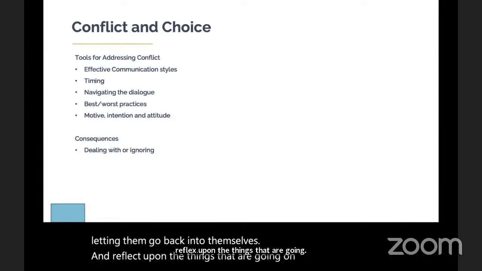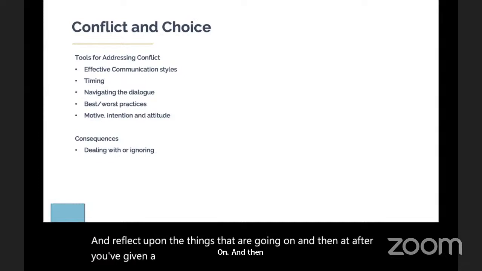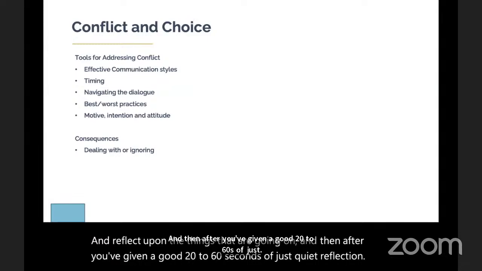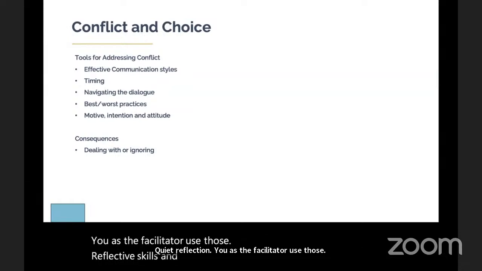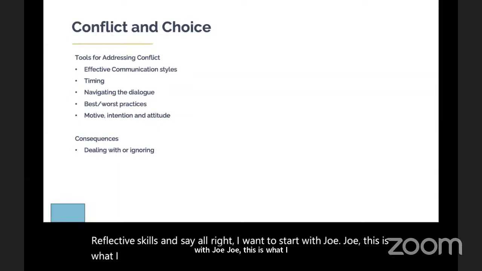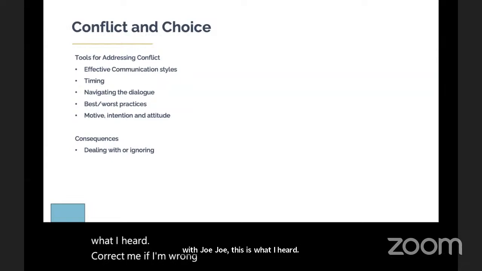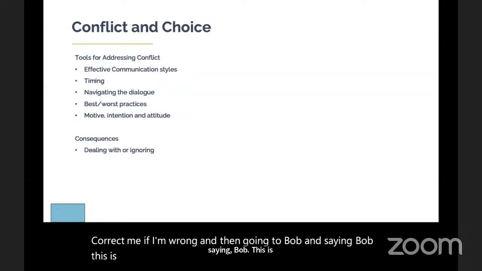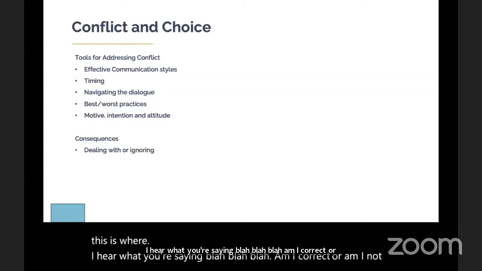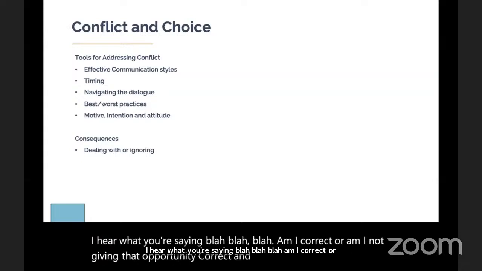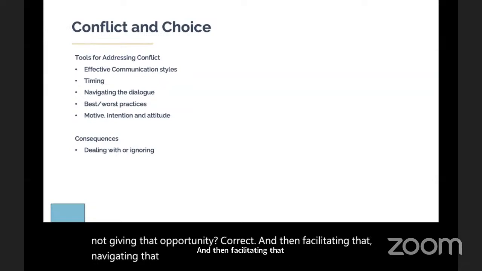And then after you've given a good 20 to 60 seconds of quiet reflection, you as the facilitator use those reflective skills and say, all right, I want to start with Joe. Joe, this is what I heard. Correct me if I'm wrong. And then going to Bob and saying, Bob, this is where I hear what you're saying. Am I correct or am I not? And giving that opportunity to correct. And then facilitating, navigating that dialogue that you've now created.